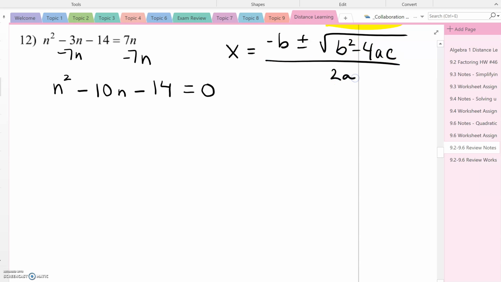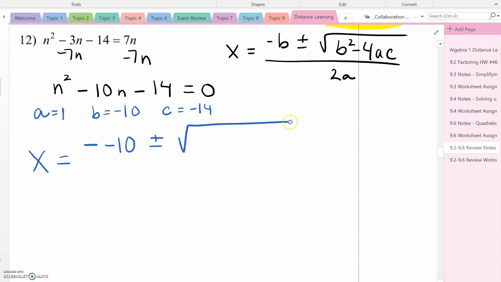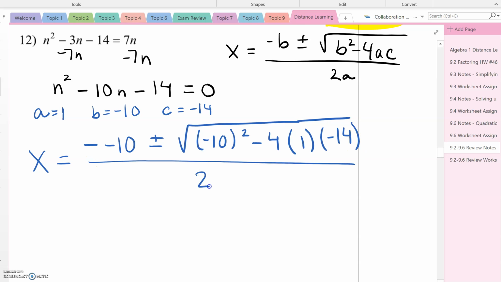You might have written it so many times by now that you actually have it memorized. Let's go ahead and label our a's, b's, and c's. So a is 1, the number in front of n squared. B is negative 10. C is negative 14. So we have x equals negative, from the quadratic formula, then negative 10 because our b is negative 10, plus or minus the square root of negative 10 squared minus 4 times our a, which is 1, times our c, which is negative 14, all over 2 times a.